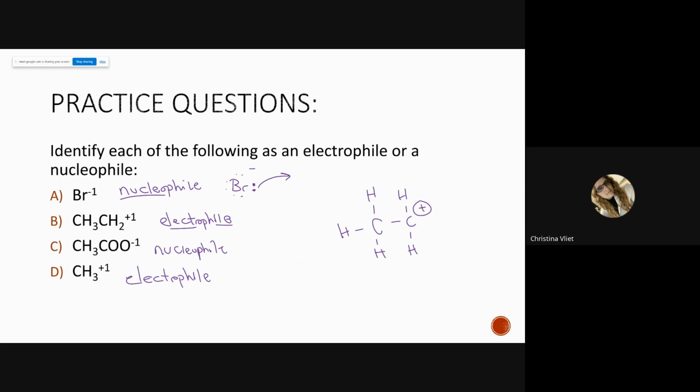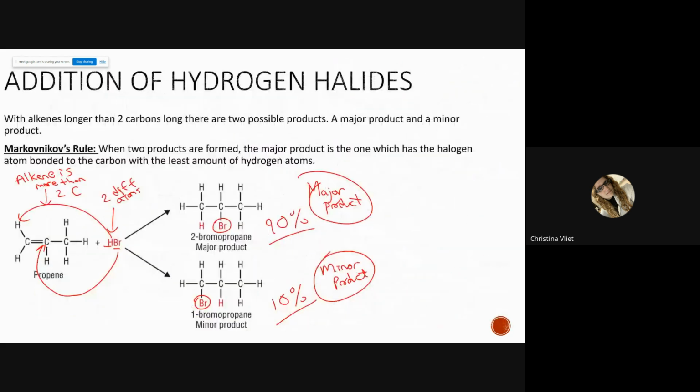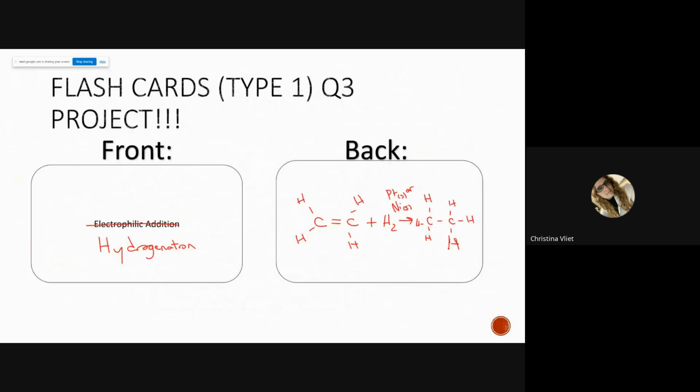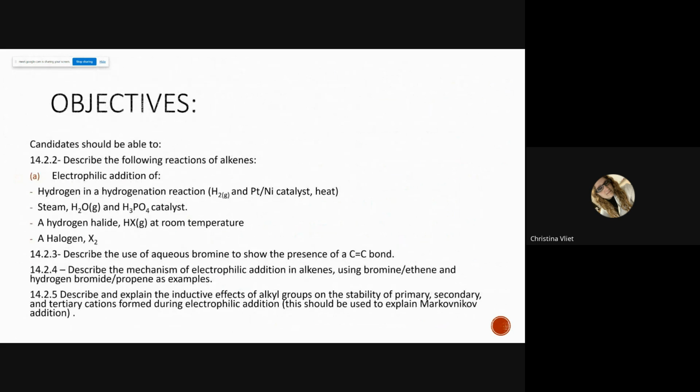Now let's go back to the objectives. What are we learning about today? Because, until I said that, it probably didn't make much sense. Describe the following reactions of alkenes. We are learning about the electrophilic addition. So why is it called an electrophilic addition? You must be adding an electrophile. So you should write that down.